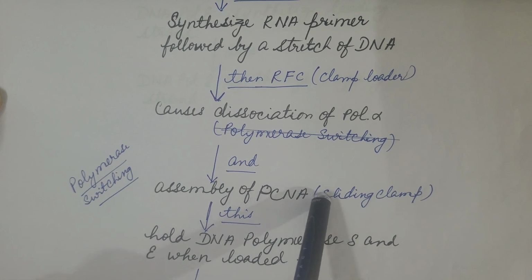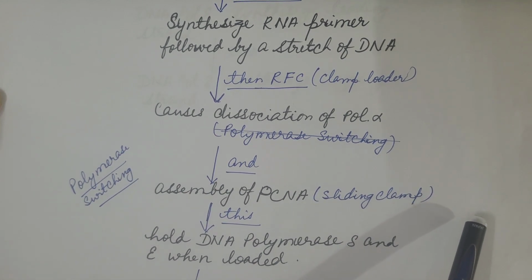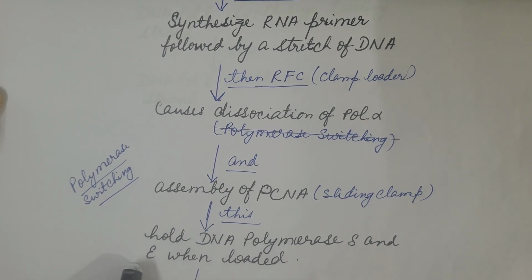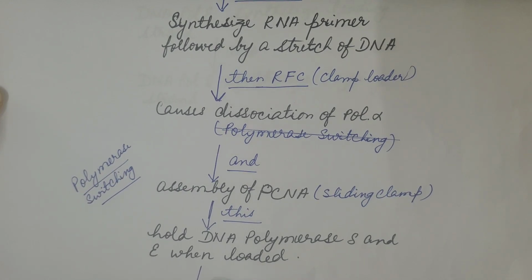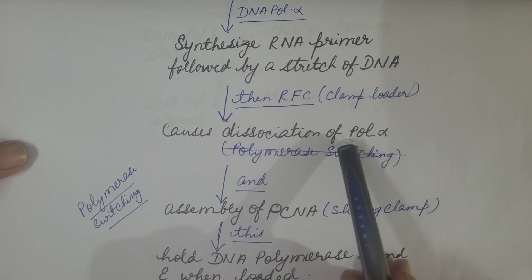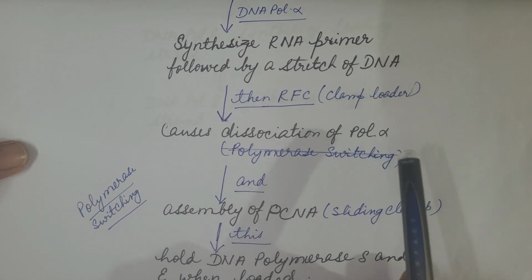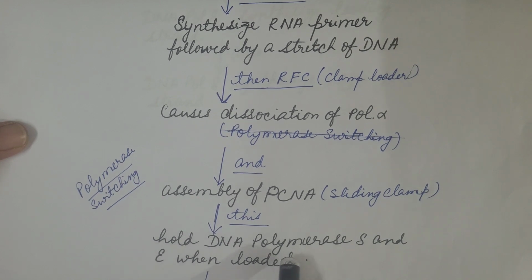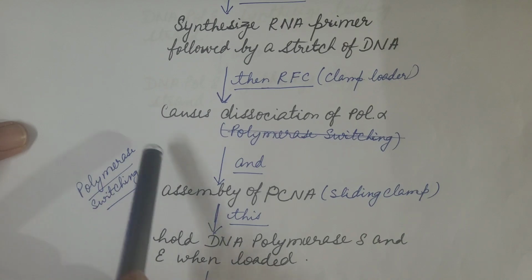cell nuclear antigen, which is a sliding clamp, same as the beta clamp, which holds DNA polymerase delta and DNA polymerase epsilon to the template strand when loaded. So this is responsible for the processivity of DNA polymerase delta and DNA polymerase epsilon, which are the major replicative DNA polymerases. So this process in which DNA polymerase alpha is replaced by the major replicative polymerases, DNA polymerase delta and DNA polymerase epsilon, is known as polymerase switching.